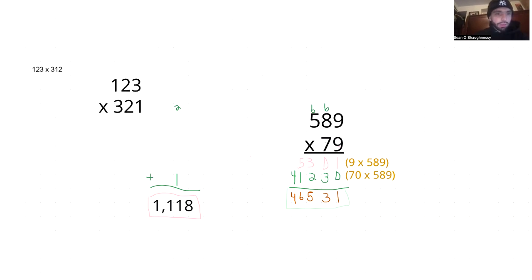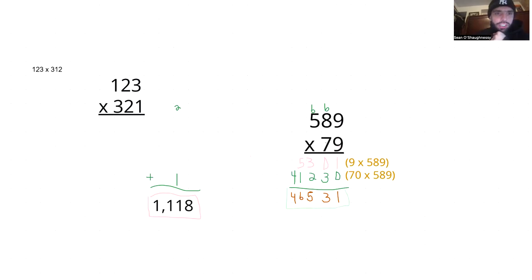Make sure we underline. Okay. So here, easy math. We're going to do the same thing. You're going to start in the ones, 1 times 3, 1 times 2, 1 times 1. Then you're going to put a placeholder 0. You're going to start in the tens, but go to the ones. 2 times 3, 2 times 2, 2 times 1. Then you're going to put two placeholder zeros because we're in the hundreds, and you're going to do 3 times 3, 3 times 2, 3 times 1.